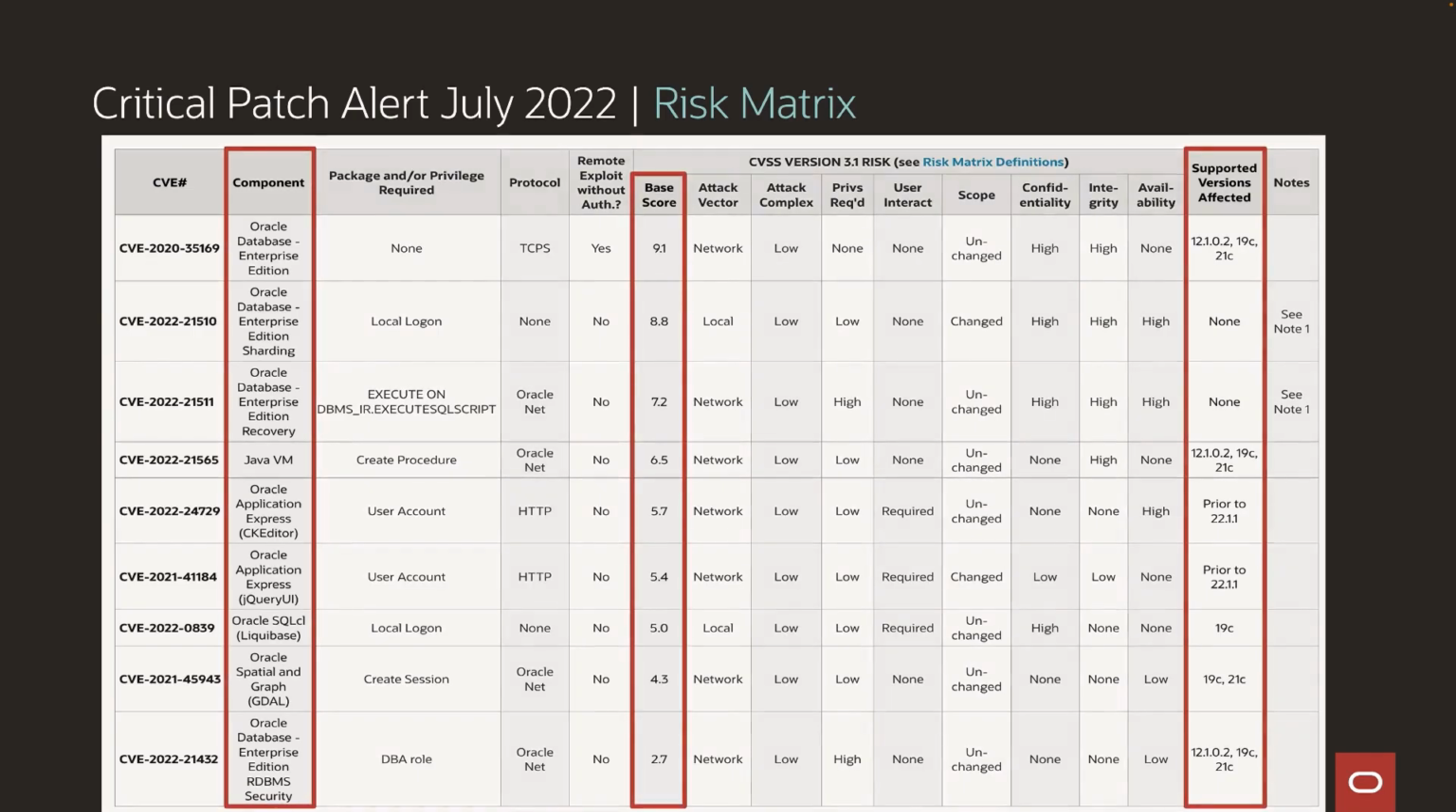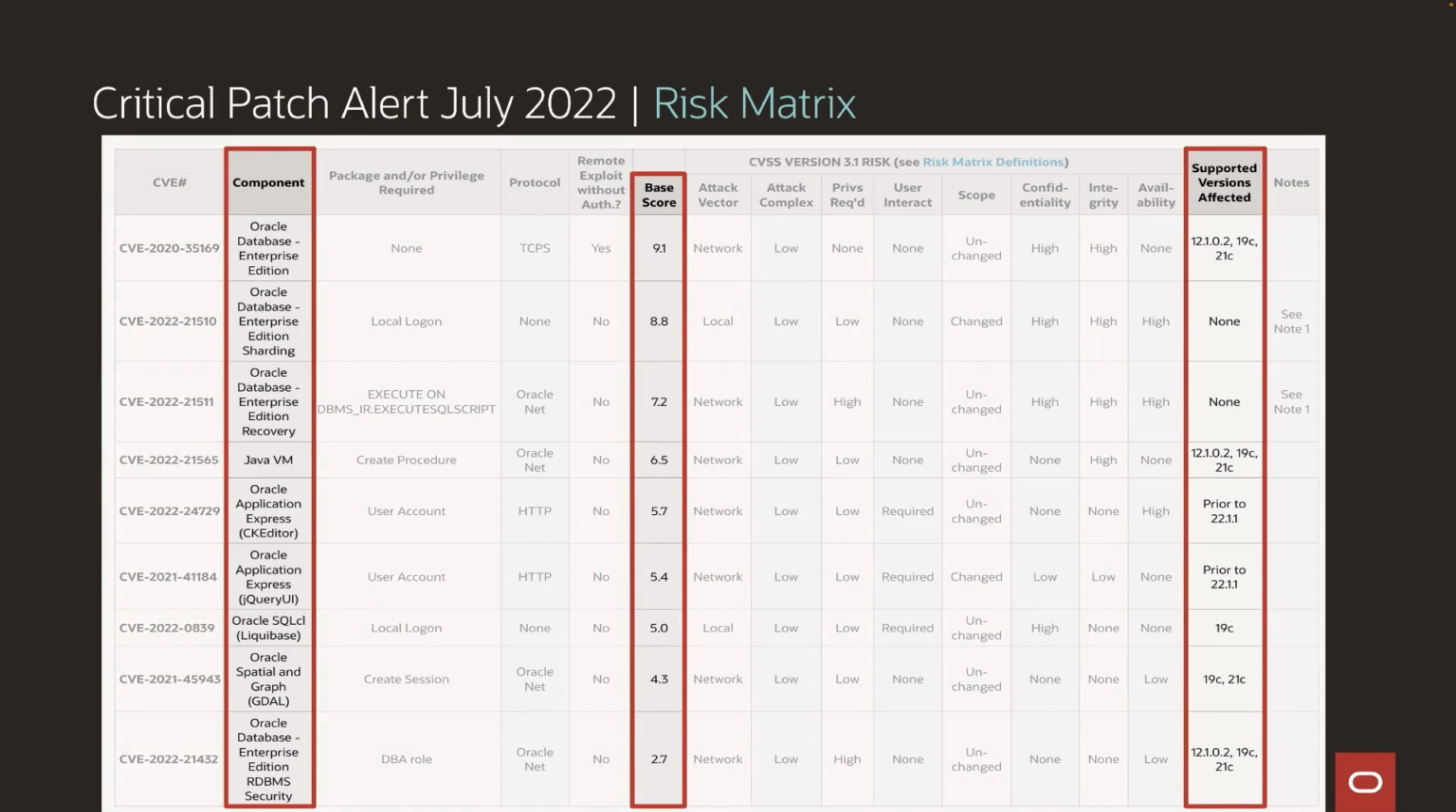At first, on the left side, you see which product is affected or which part of the product. When it says Oracle Enterprise Edition, that means the core database is affected, while the second one is sharding, the third one is Recovery Manager, the fourth one is OJVM, the Java Virtual Machine, and the fifth one is Oracle Apex. So you can make a first distinction whether this issue really may hit you or not. If you don't use sharding, the second one may not affect you.